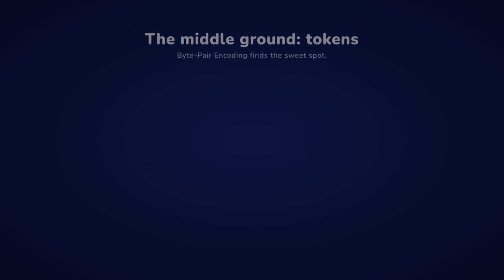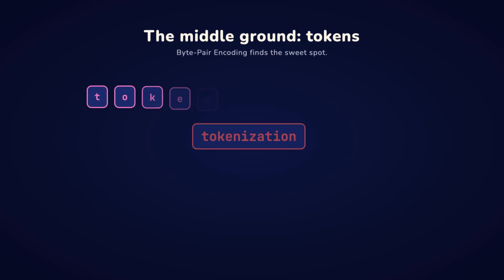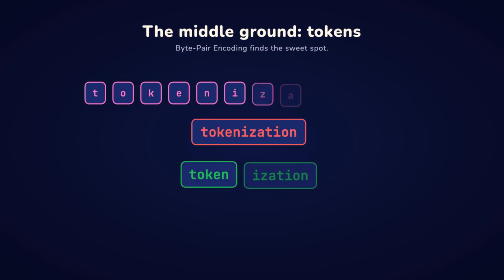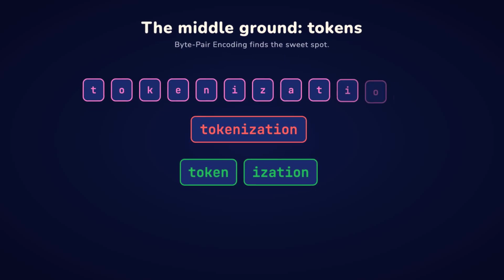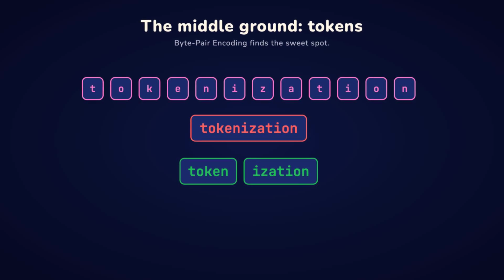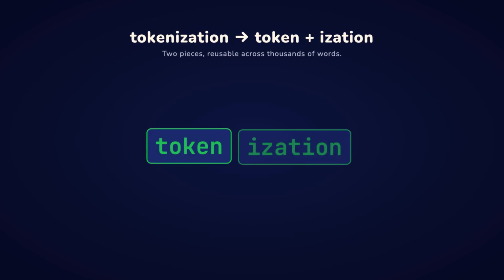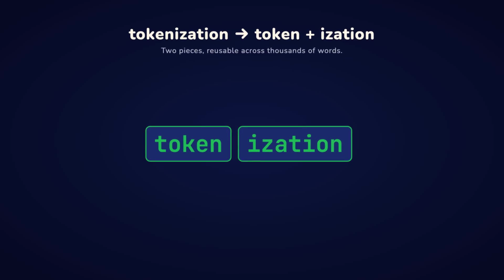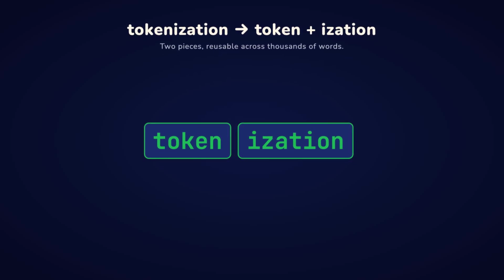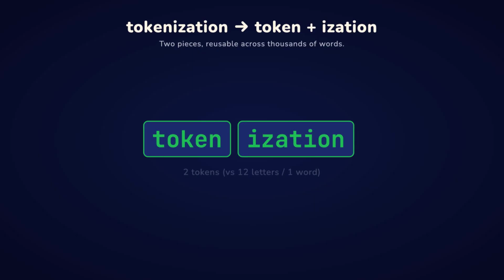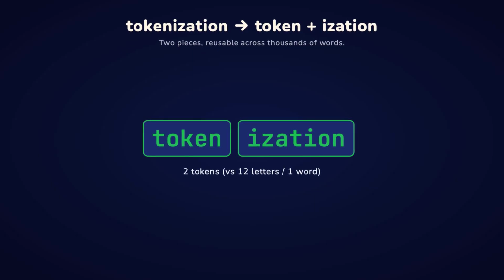So modern models pick kind of a sweet spot between letters and whole words. They use chunks called tokens. Some tokens are whole words, some are pieces of words. The split is chosen by an algorithm called byte pair encoding. Take the word tokenization itself. The tokenizer slices it into token and ization, two pieces instead of 12 letters, compact and reusable across thousands of other words ending in ization.